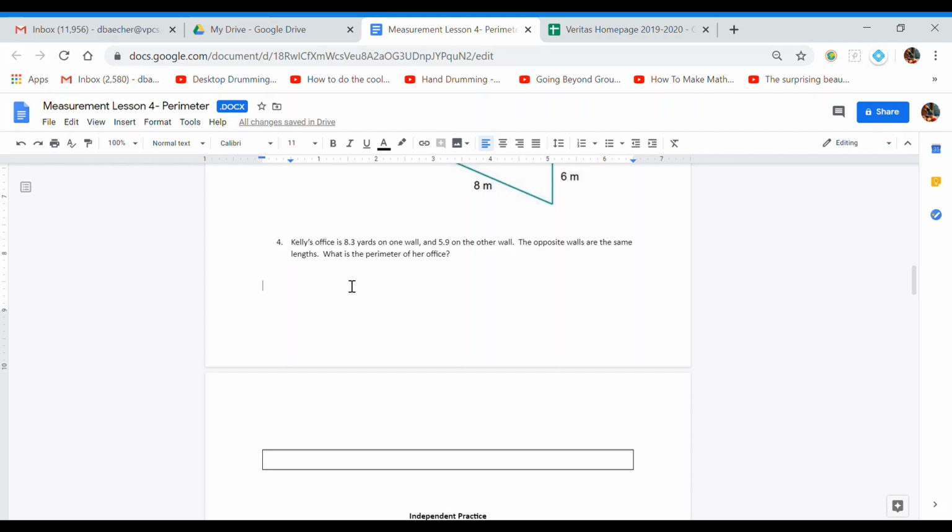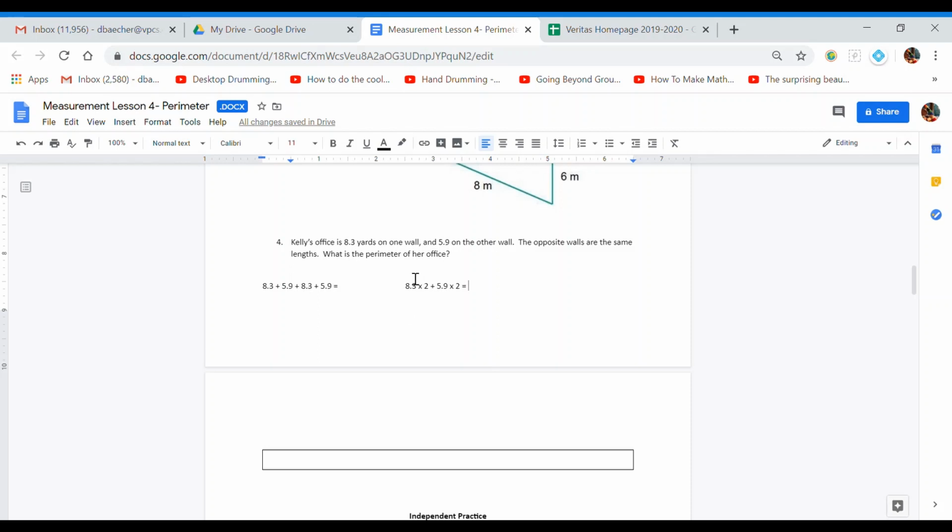All right, hopefully you realize there are two ways to solve this. You could do 8 3/10 plus 5 9/10 plus 8 3/10 plus 5 9/10 equals, or you could do, hopefully you guessed it already, 8 3/10 times 2 plus 5 9/10 times 2, doing the same exact thing. I'm not going to solve these for you because you should be able to do them.